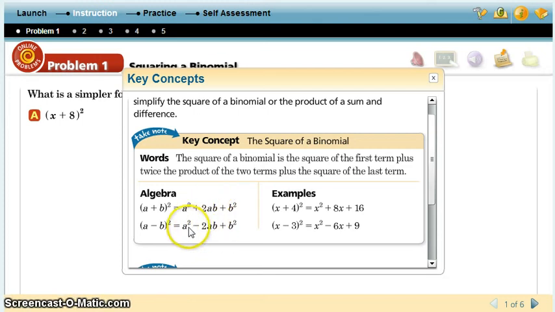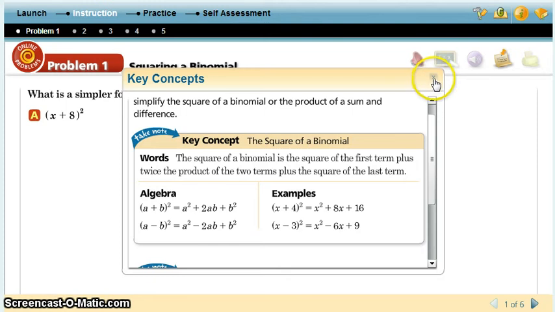Now, it'll be a subtraction problem if you have subtraction inside the binomial. So here's a couple examples. x would represent your a, 4 would represent your b, so we would square x and we would square 4, so that gives us our first term and our third term. Then we have to multiply the two together. x times 4 gives me 4x, and then you have to double it because there's a 2 in front. So 2 times 4 would give me 8. The same goes with this for your subtraction example. So that's the square of a binomial.